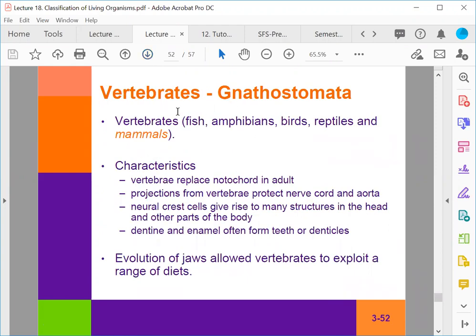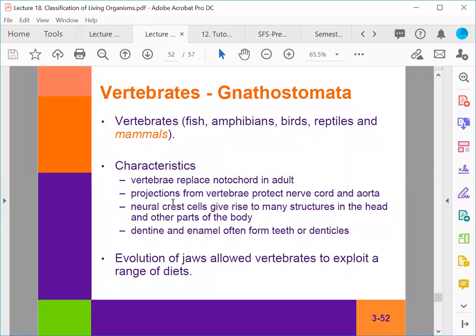Okay, now let's move on to the vertebrates, which includes fish, amphibians, birds, reptiles, and mammals. So, characteristics of the vertebrates. In the adult, the notochord, as we said earlier, is replaced by vertebrae. Projections from the vertebrae actually protect the nerve cord.